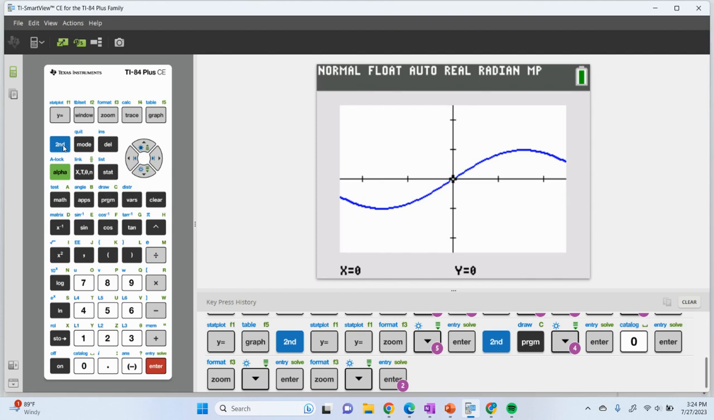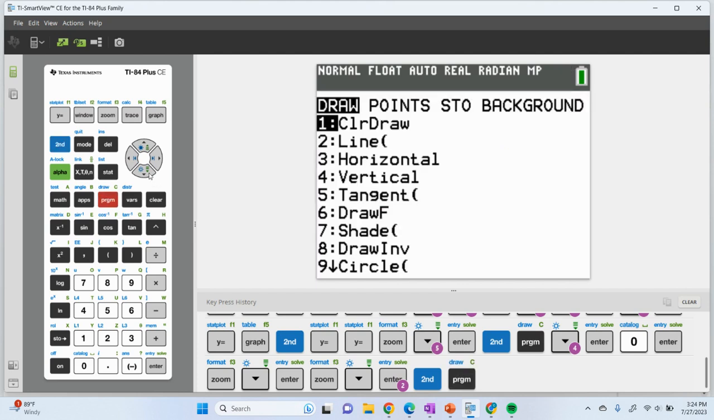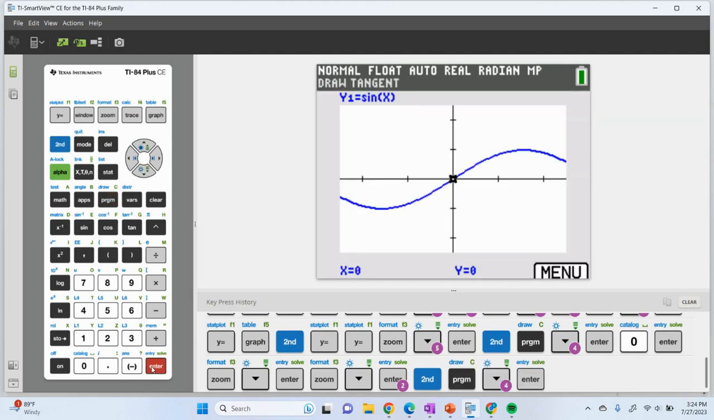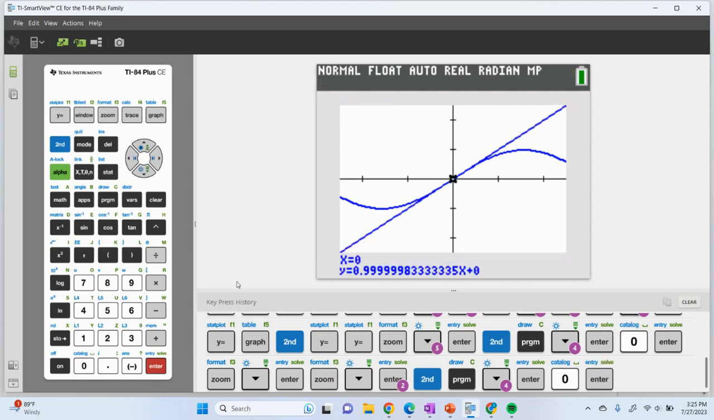I'm going to draw a tangent line again. Second, program, meaning draw. Go down to tangent, and enter. I'm going to say, hey, calculator, get me a tangent line at x equals 0. Hit enter. It does it.